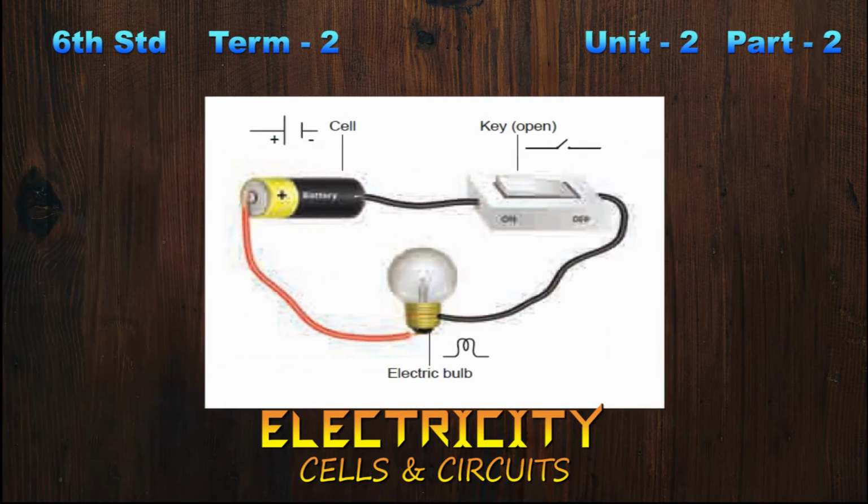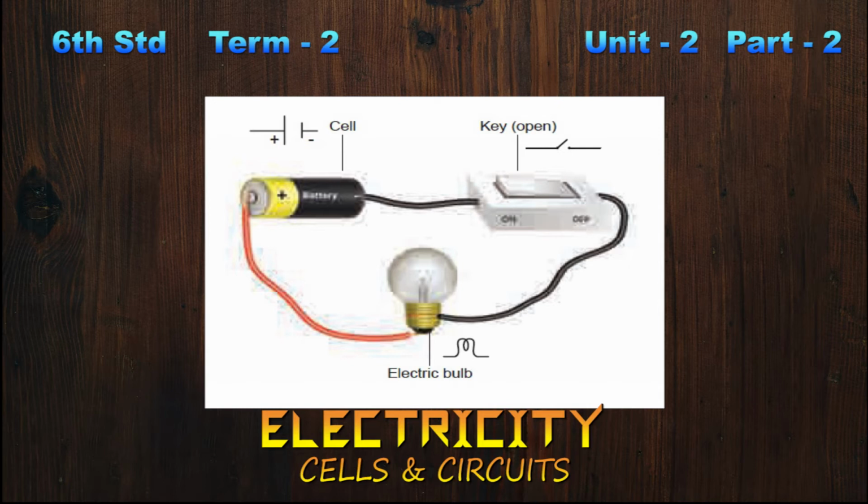Then let us switch on to electric circuits. An electric circuit is a closed path along which electric current flows from the positive terminal to the negative terminal of the battery. Electric circuits have the following parts: a cell, a bulb, a key or switch.